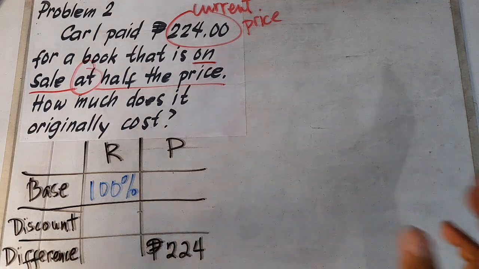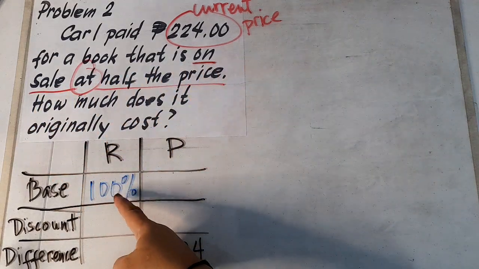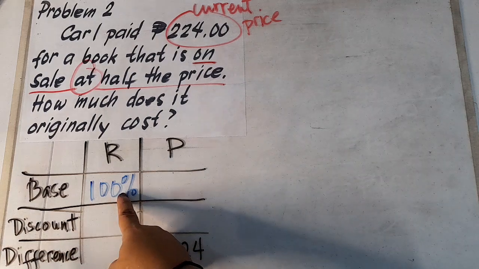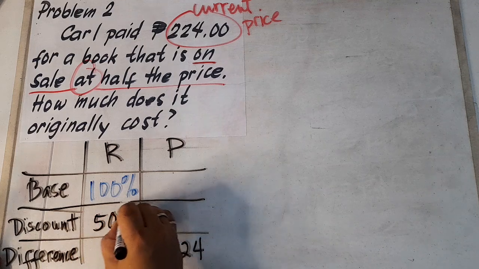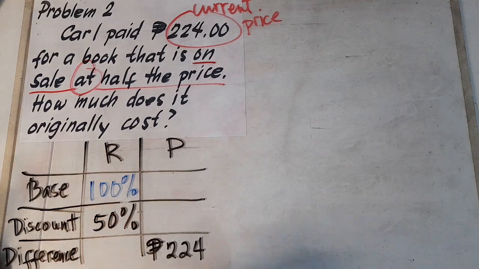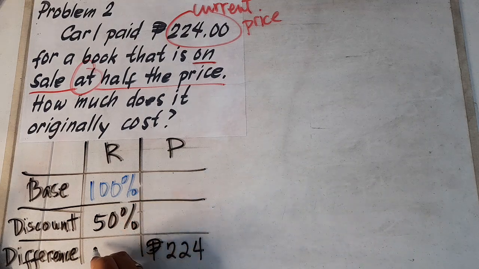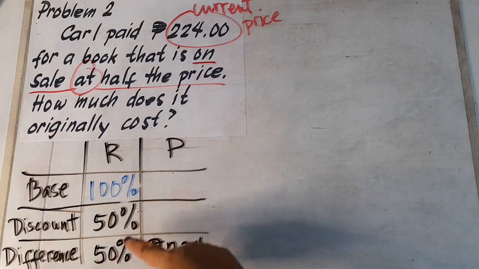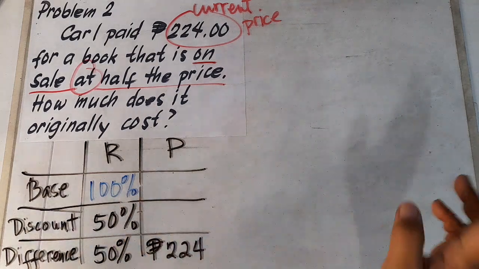Okay? Now, what else is given? It is on sale at half the price. So, kung 100% yan, pag sinabing half the price, it's 1/2 of 100. Ibig sabihin, the discount is 50%. So, pag nag-subtract tayo, 100 minus 50 is also 50%. Okay, so 100% less 50% is 50%.